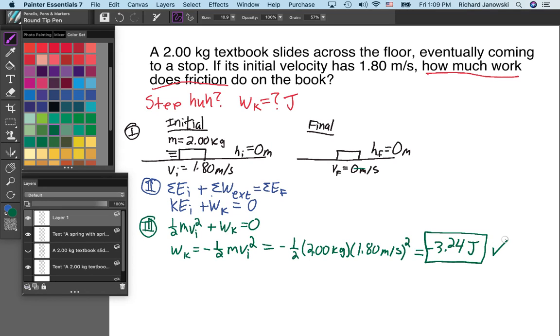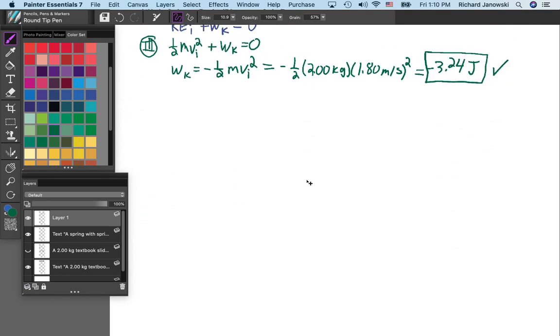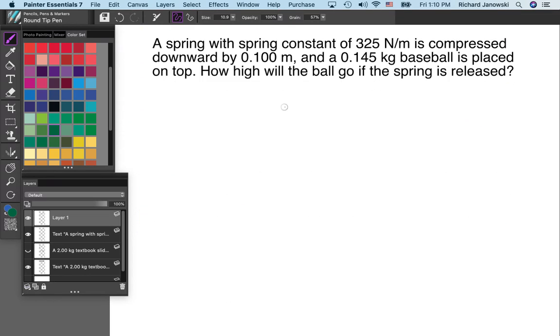Give it a check. So now, I don't know why scrolling on this is so difficult. Worked perfectly. So now another problem. So in this problem, what do we have?